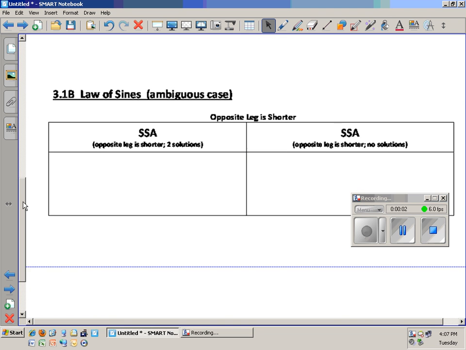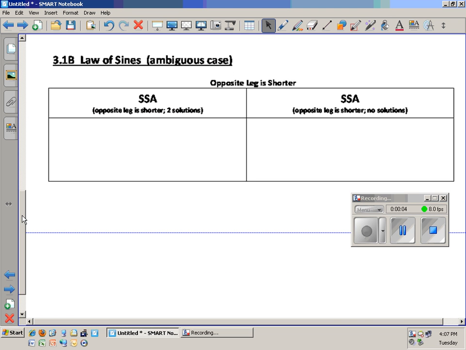Okay, trig students, take your notes out, open up to 3.1b, the Law of Sines. We come to ambiguous cases. So far, you've been able to use the Law of Sines to solve for triangles with no problem. Today we come to what will be the most difficult portion of your study, when we encounter possibly no solutions, two solutions, or one solution.